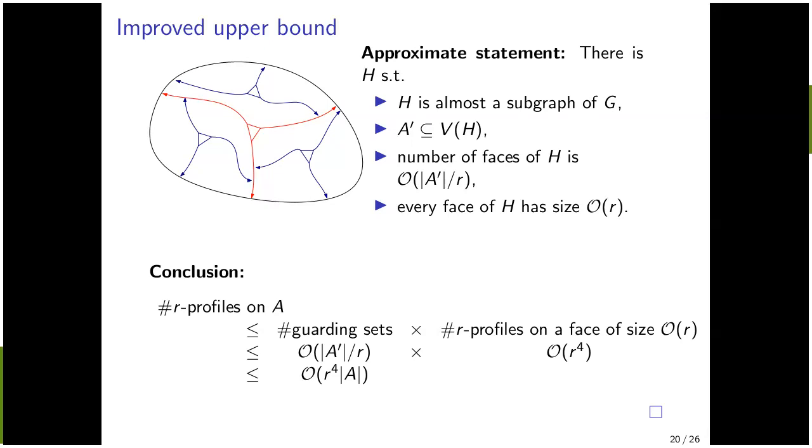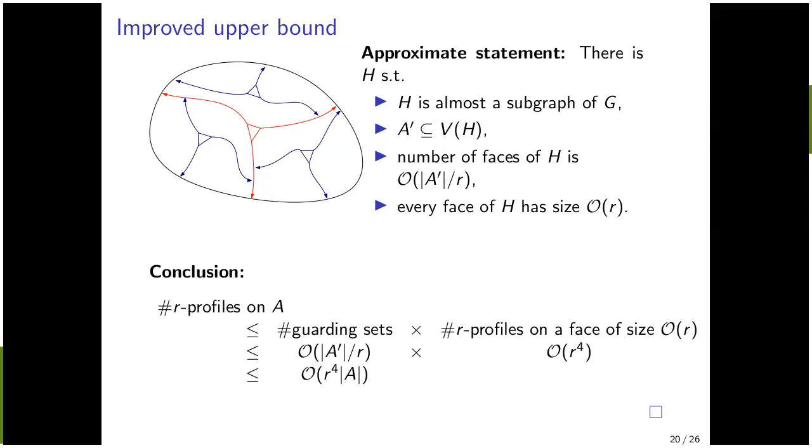So A prime is the outer face here, and in the original graph, A prime is a set of vertices of size at most R times A times a constant. This is because of the lemma of the previous slide. So finally we get this upper bound. The number of profiles of A is big O of R to the fourth times A.